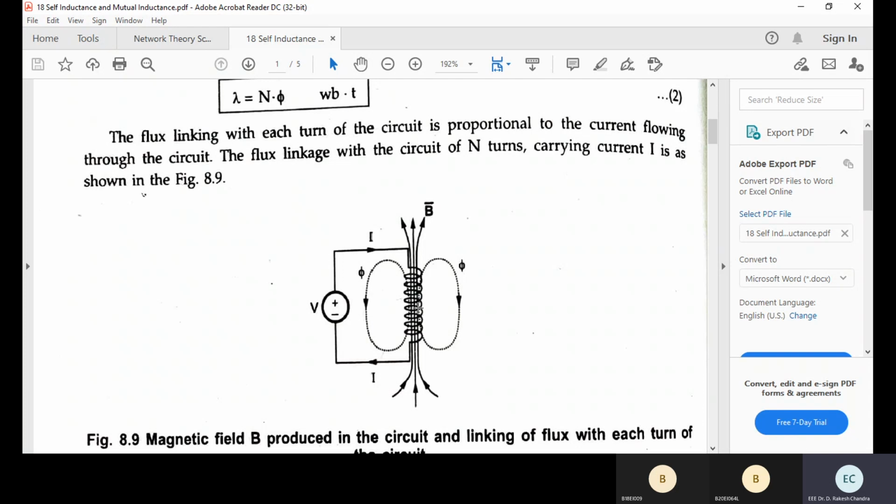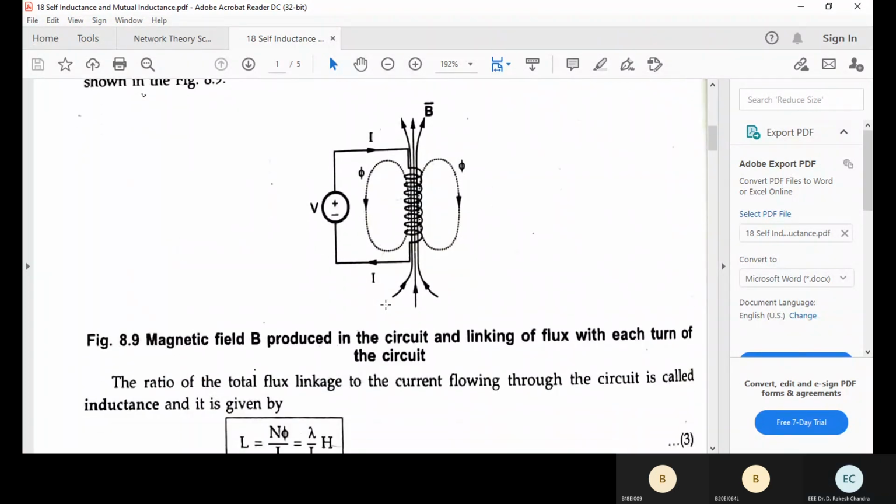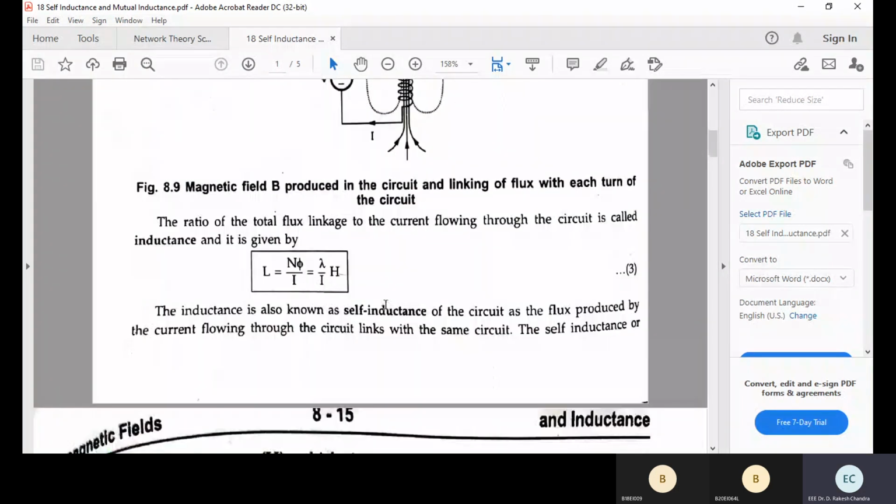The current flowing through the circuit, because of this current, flux is developed in this coil itself. So that means current in the same circuit, flux produced in the same circuit. This is the self flux, the flux produced due to current flowing in the coil itself. This is called the self flux or self-induced EMF, because of that self-inductance.